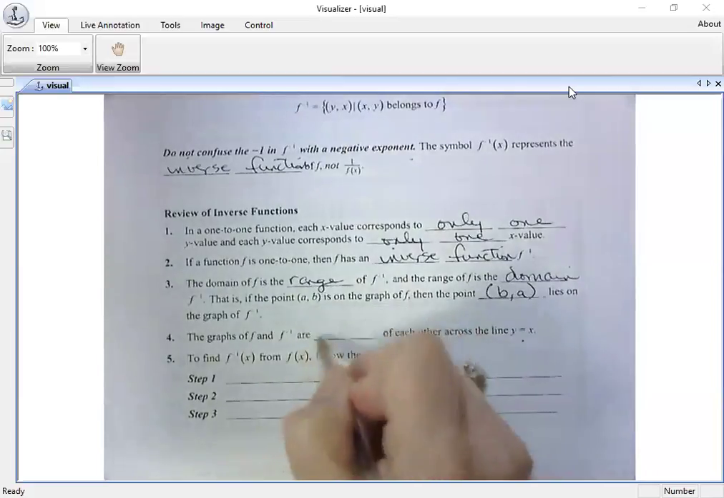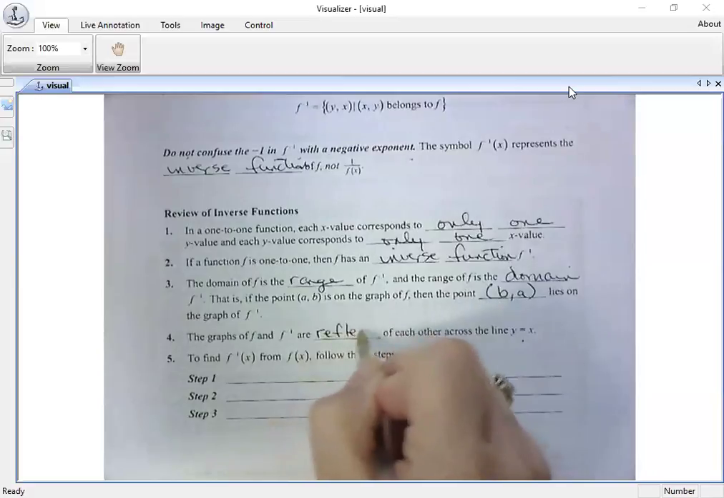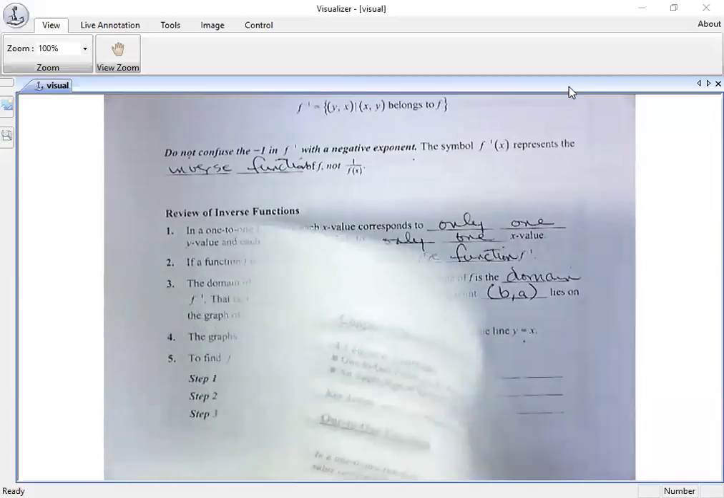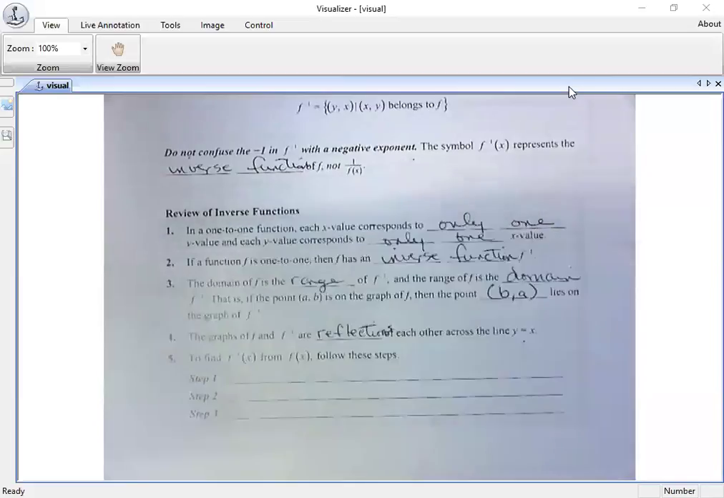And as long as these graphs would be reflections of each other across that line, y equals x, that I could fold on that line and the pieces would match up exactly, that's how I know I would have inverse functions. Okay, and in fact, while I'm thinking of it, since I have these notes with me, let me show you real quickly. This is one of the things we'll look at.